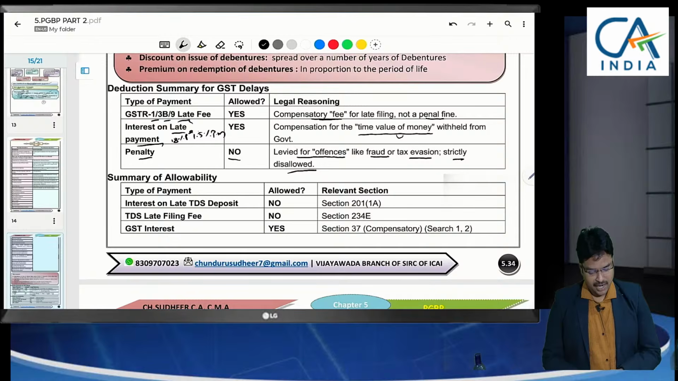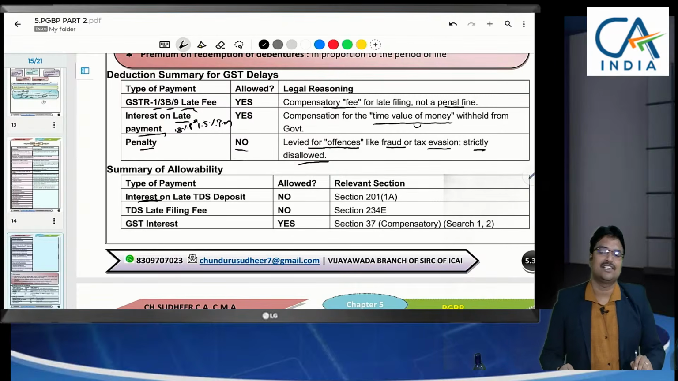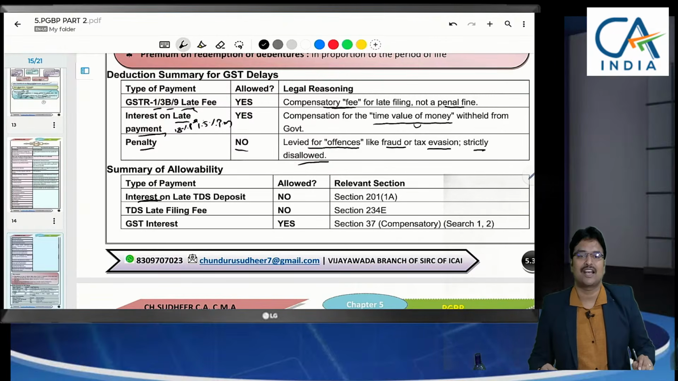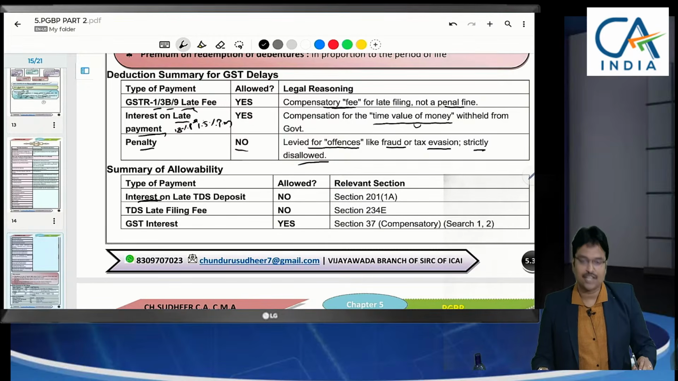Okay. Now coming to the next important thing, TDS interest. TDS is a provision which will be on the liability side of the balance sheet. So that's why TDS is a provision, not an expenditure item. But when TDS is belatedly paid, interest is paid on TDS. Is it allowed as deduction? No. These are old sections only, sir. Just for remembrance sake, I have given them.